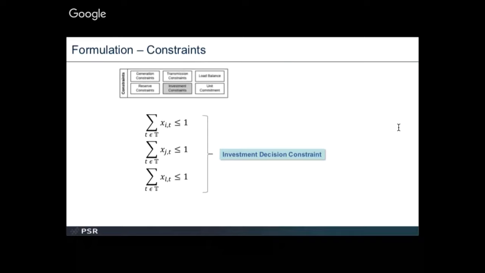These are some investment decision constraints, just to guarantee that the model does not invest in the same projects in two time periods. So if the model decides to build a specific project at the first period, it will be present in the system for the whole period, just to take care of any solver instability or this kind of thing.